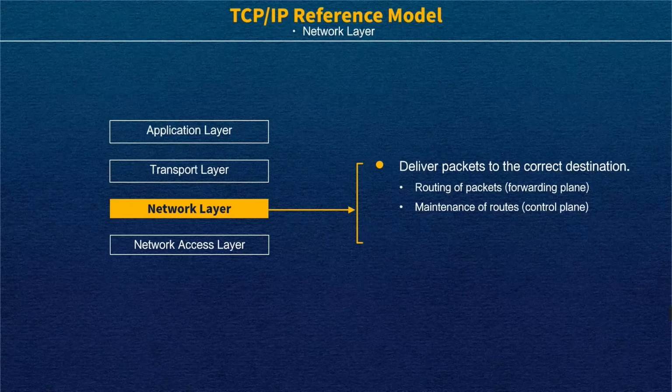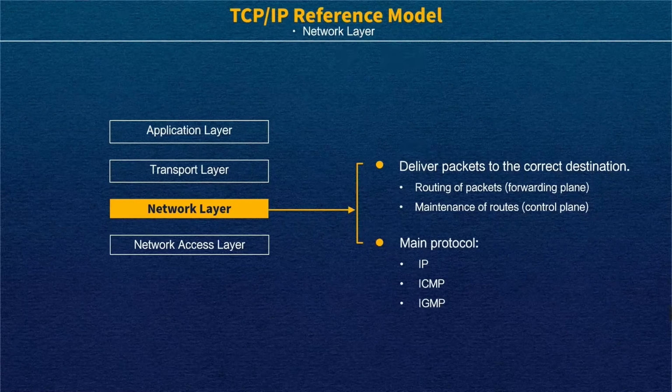Of course, if you want to forward the packets, we also have some entries we have to know at first. So this function belongs to the control plane. In the control plane, we have to maintain the routes. So we will talk about many protocols like OSPF, BGP, static, something like this. So these are the 2 main functions of this layer.